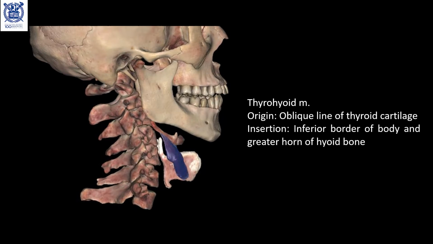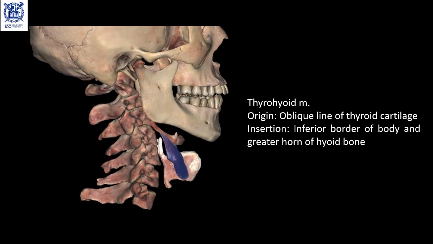Thyrohyoid muscle. It is a quadrilateral muscle in shape and appears like an upward continuation of the sternothyroid muscle. It lies in the carotid triangle. This muscle arises from the oblique line of the lamina of the thyroid cartilage and is inserted into the inferior border of the body and greater cornu of the hyoid bone.